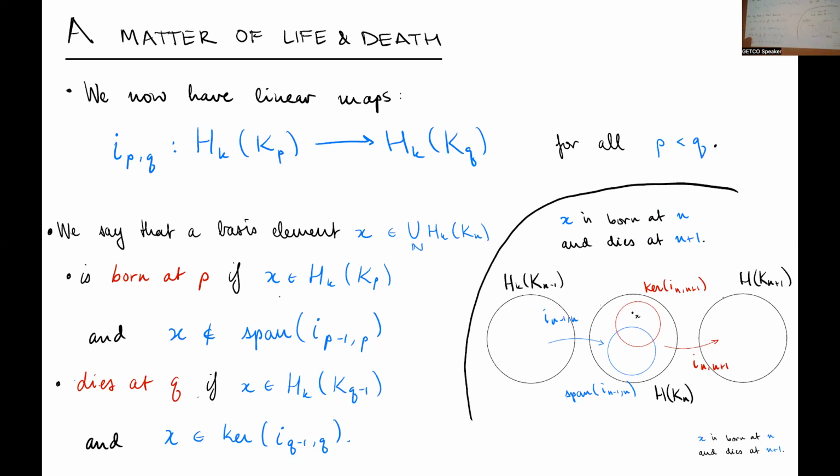So we'll say that a generator is born at P if it's not in the span of the previous map. And we'll say that it dies if it's in the kernel of the one that's just about to come. So here we have a picture of a generator that's born at n and dies at n plus 1.